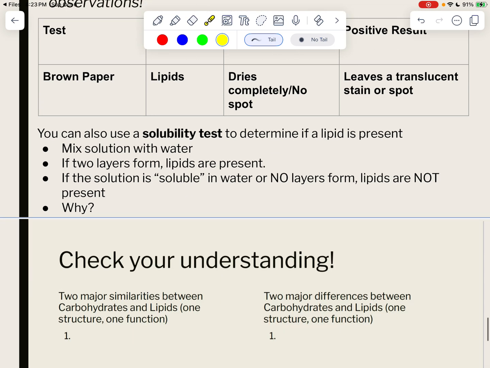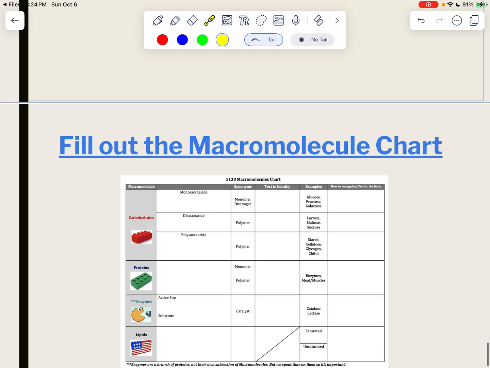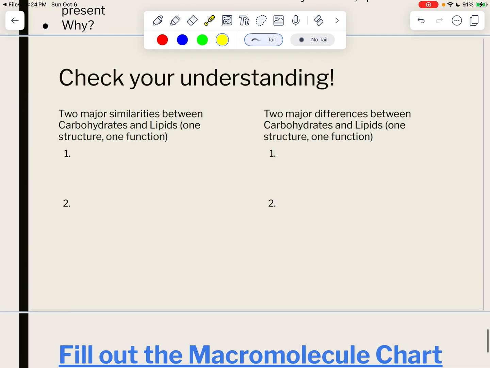So here's where you pause and check for your understanding. Name 2 major similarities between carbs and lipids, 1 structure and then 1 function, and then 2 major differences between carbs and lipids, 1 structure, 1 function. And pause there, make sure you fill that out.